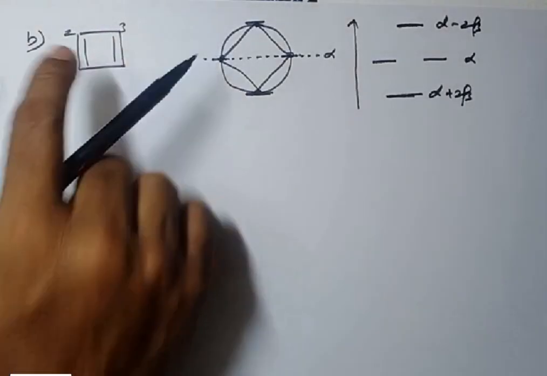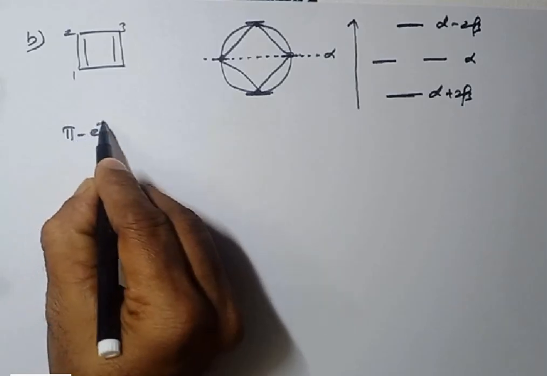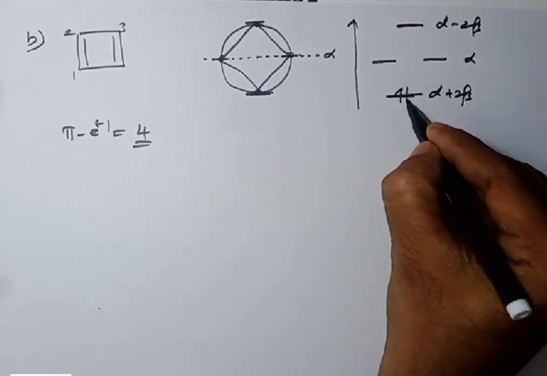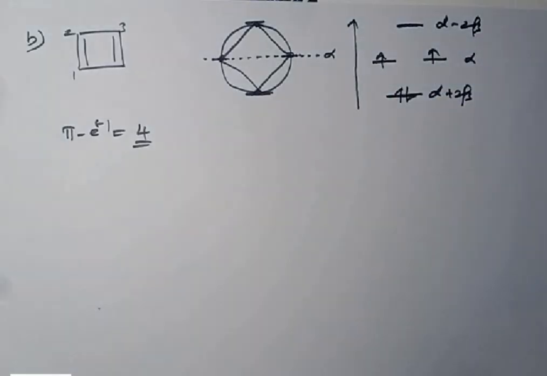How many pi electrons are there here in this case? 4 pi electrons. There are 4 pi electrons. So, if I place 2 electrons here and we have 2 more electrons, place 1 here, 1 here. This is the electronic arrangement.